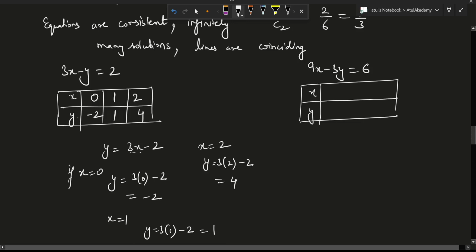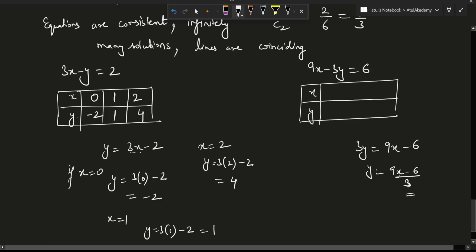Now from here, what will I do? I'll take 3y equals 9x minus 6. So y is 9x minus 6 by 3. Now I have to choose values of x so that I get multiples of 3, because I need to divide. You try to get whole numbers, but if not, then try to get 0.5 values, like 0.5, 1.5, 2.5, so that it's easy for you to plot on graph paper. Here you can easily get multiples of 3, because you'll be dividing by 3 to get a whole number.